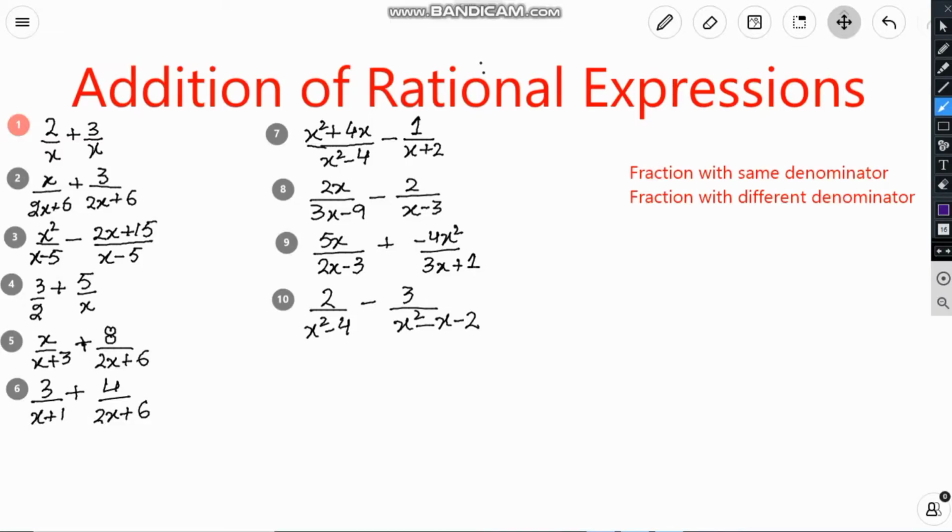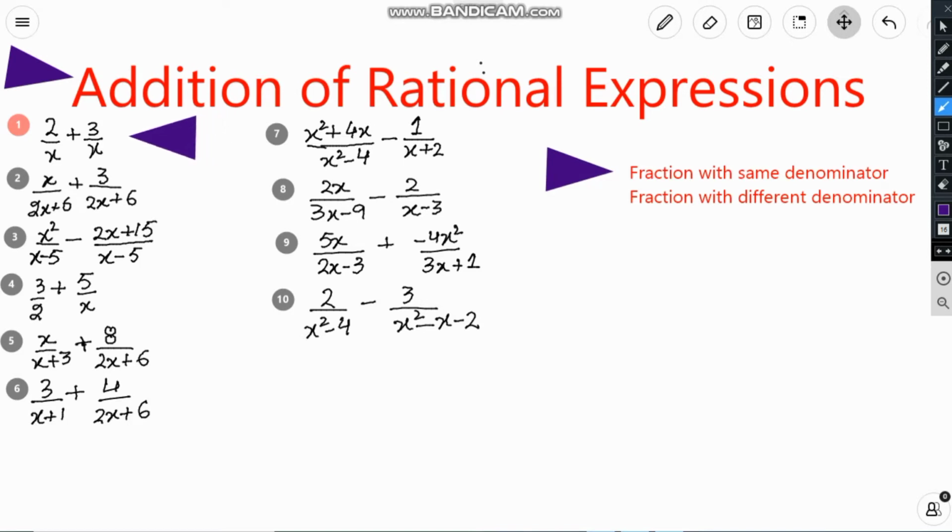So welcome students in a new tutorial. In this tutorial we will learn about the addition of rational expressions. Rational fractions with the same denominator.